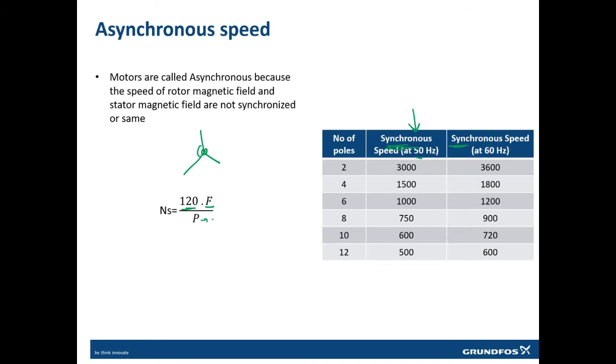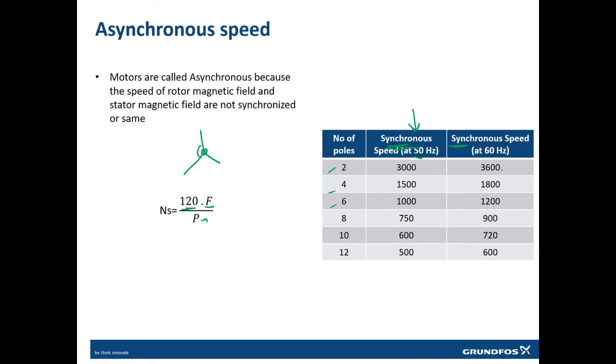So, number of poles, I will come to that. What is the number of poles? We can have 2, 4, 6 poles. We can have all even numbers, because poles are always in pairs. So if we have 2 pole, 4 pole, 6 pole, and we put these figures in this formula, we can get the synchronous speed.